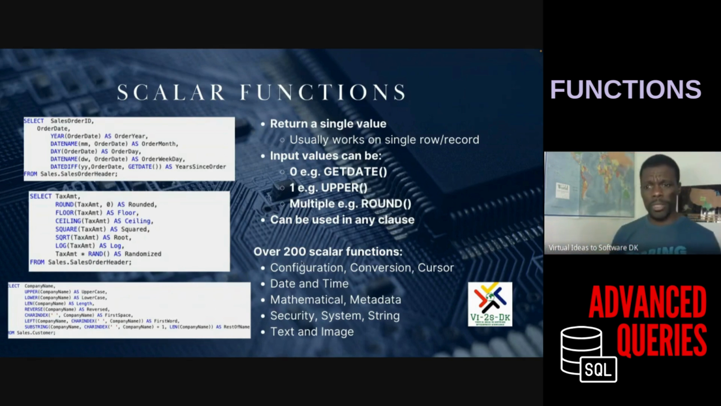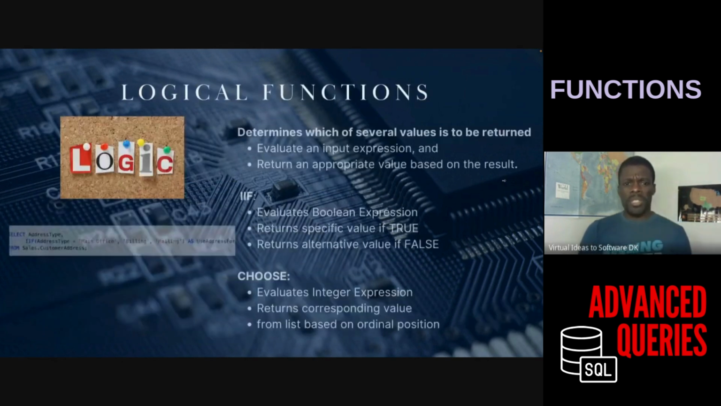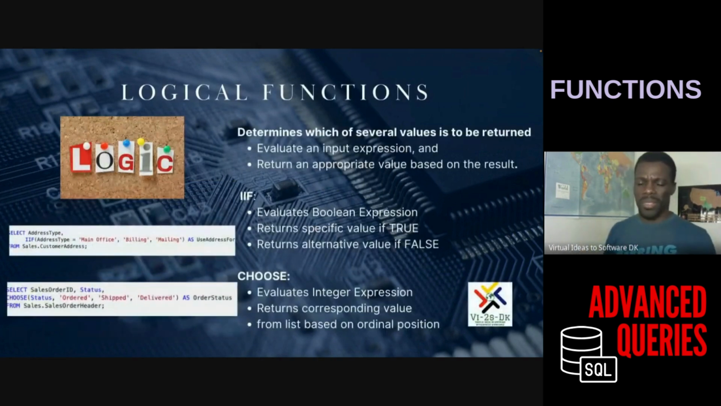So that's it for scalar functions. Next up, we want to look at logical functions. Again, it's basically talking about logic, right? We get to determine what value needs to be returned based on the evaluation of an expression. But it depends on what kind of expression you're evaluating. If it's a Boolean expression, we talked about Boolean before. Boolean is either true or false, yes or no. So we give an expression, we evaluate it. If it's true, we return a particular value. If it's alternative or if it's false, we return another value.